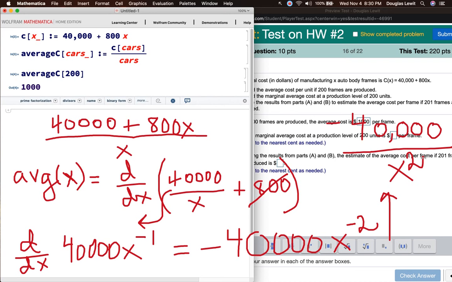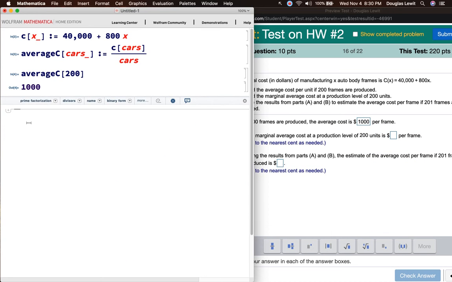So we can see that the first derivative is always going to be negative: negative 40,000 divided by x squared. Okay, let me erase that. Does Mathematica agree with us? What is the derivative of the average cost function? I'm differentiating with respect to x, or I could call my variable cars. I can call it whatever I want to call it.